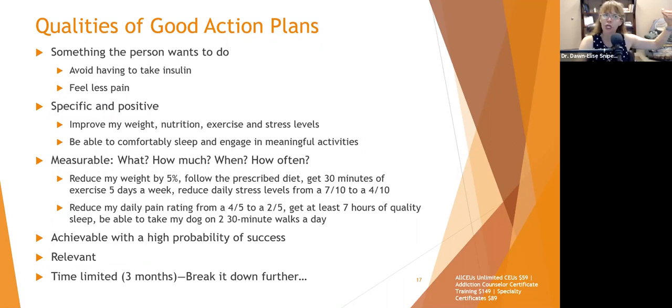3 months is about the longest you ever want to set a goal for. Most people can't wait for 3 months. You want to have weekly goals, monthly goals, and then quarterly goals. It is important, again, to set these goals based on what the clinical professional that's overseeing that condition has identified. You don't want to just say, okay, you have diabetes. Well, hey, let me tell you all the things you can do. You want to make sure that you're collaborating with their multidisciplinary team.